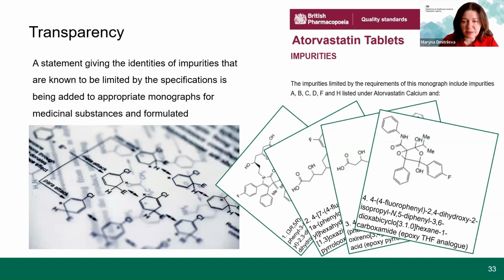And finally, at the end of the monograph in the impurities section, there is a transparency statement listing impurities limited and controlled by the Pharmacopoeia. This means that the related substances test can detect and control the named impurities listed in the European Pharmacopoeia monograph for atorvastatin calcium, where there are impurities that can be controlled and that are not stated in the drug substance monograph. These impurities are given a number and listed in the monograph. For example, for atorvastatin tablets, the statement includes 4 additional impurities resulting from the formulation.